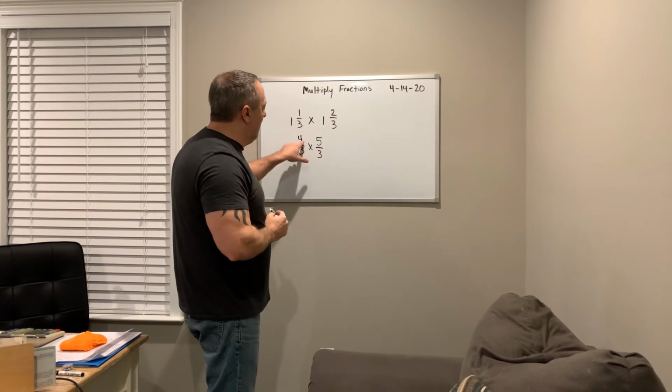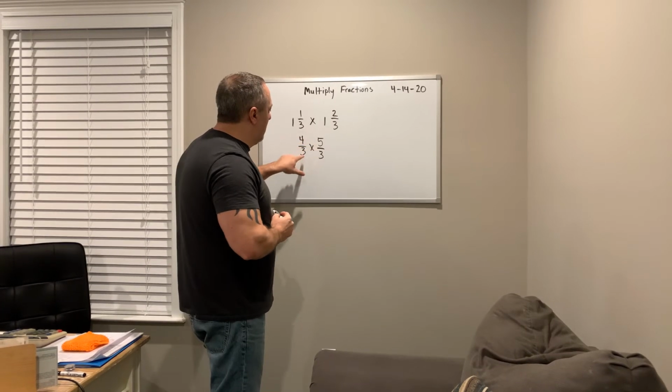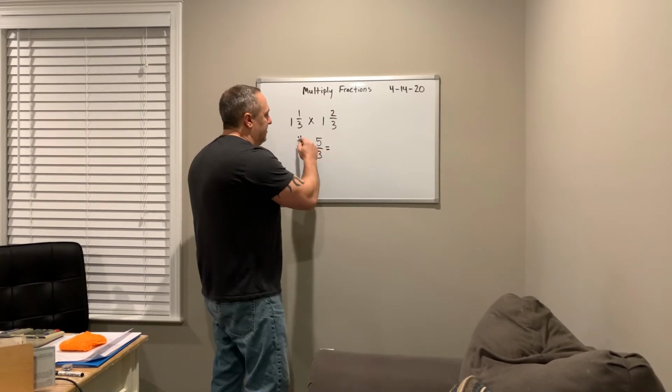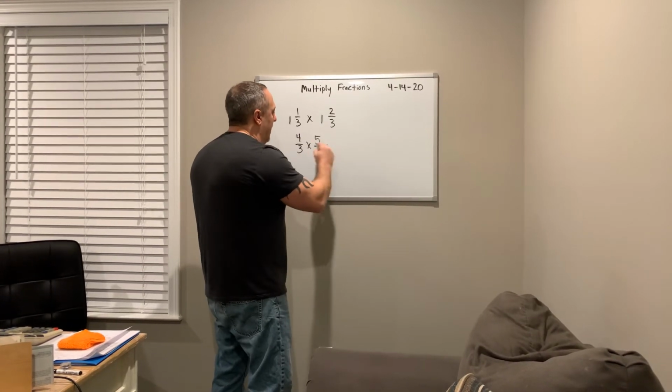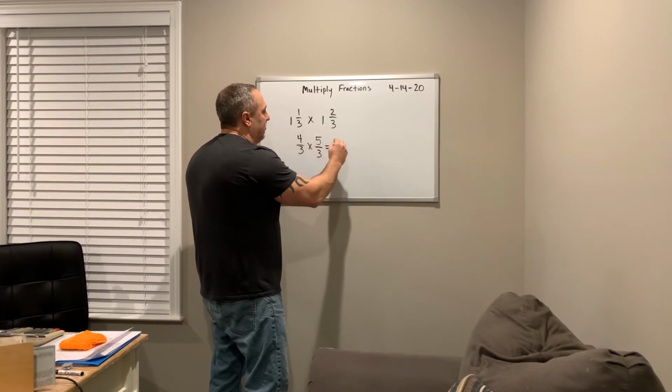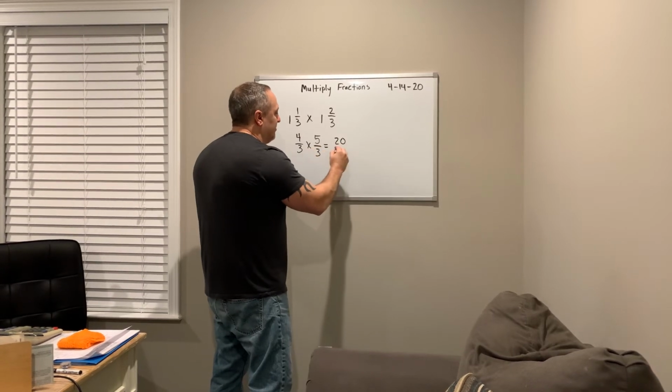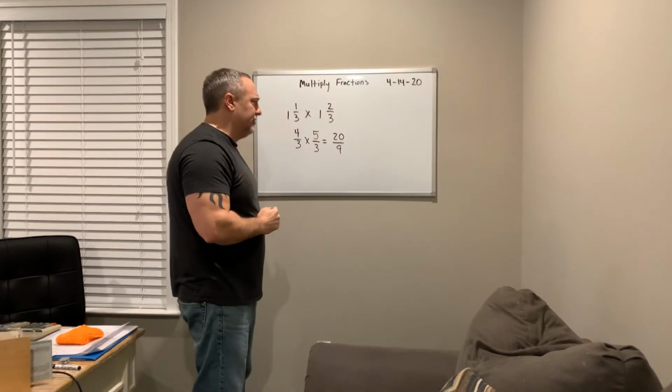Again, unfortunately, 4 and 3 can't be reduced, and 3 and 5 can't be reduced. Every one of these numbers up here, well, not all, most of them are prime. This one's not. So we just go across. 4 times 5 is 20. 3 times 3 is 9. This one's a little easier to understand.